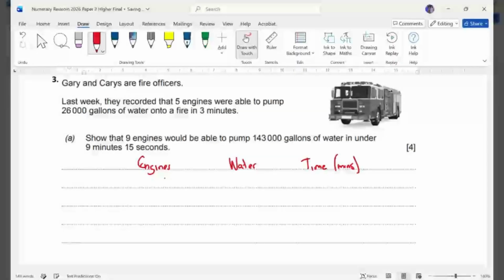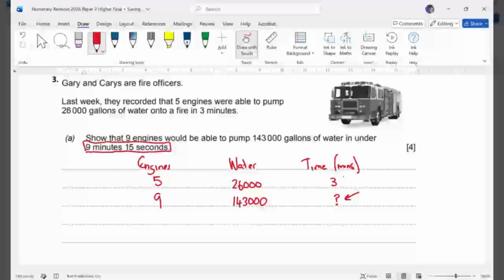It was recorded that 5 engines were able to pump 26,000 gallons of water in 3 minutes. Show that 9 engines would be able to pump 143,000 gallons of water in under 9 hours. We need to show that there is under that. So it's not saying that's the time. I think that's confusing putting that there, because it looks like a number you can use, but it's not. We're trying to prove that our answer is under that.